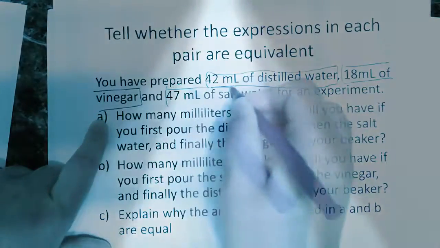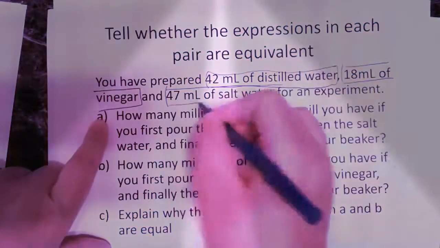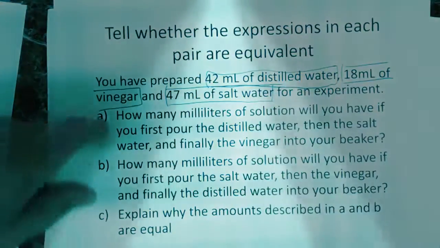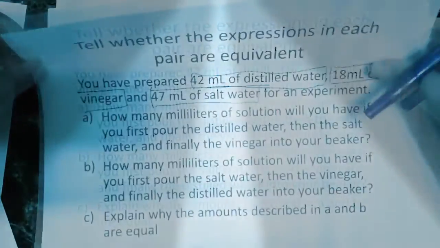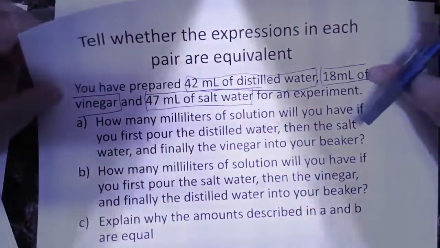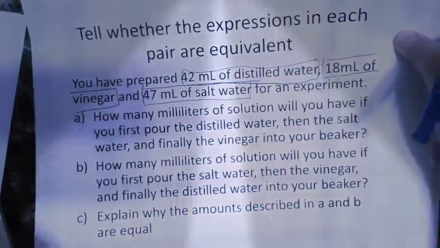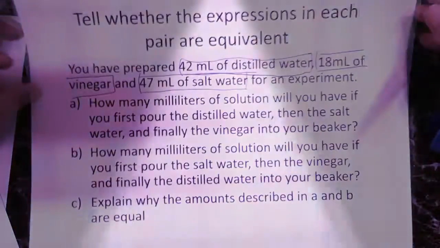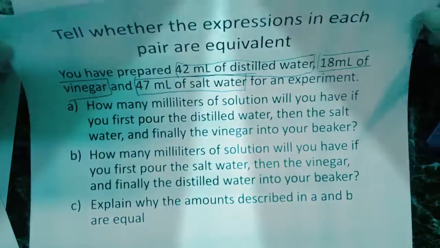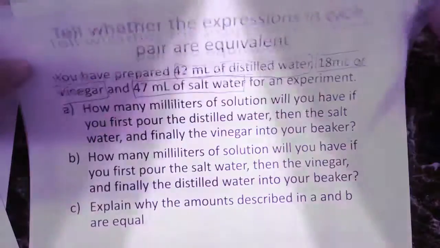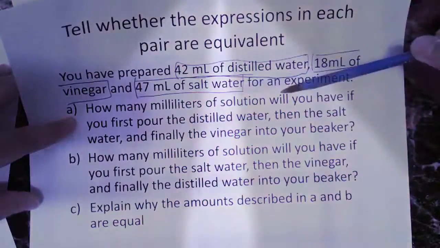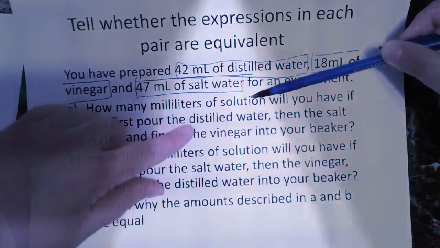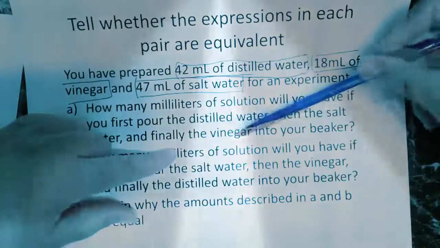Another part of this is 47 milliliters of salt water for an experiment. So we're sitting either in Butler's class or Brooks' class or Schaefer's class, whatever the case may be. And we are going to be doing an experiment with distilled water, vinegar, and salt water. Okay, so it says how many milliliters of solution will you have if you first pour the distilled water, then the salt water, and the vinegar.